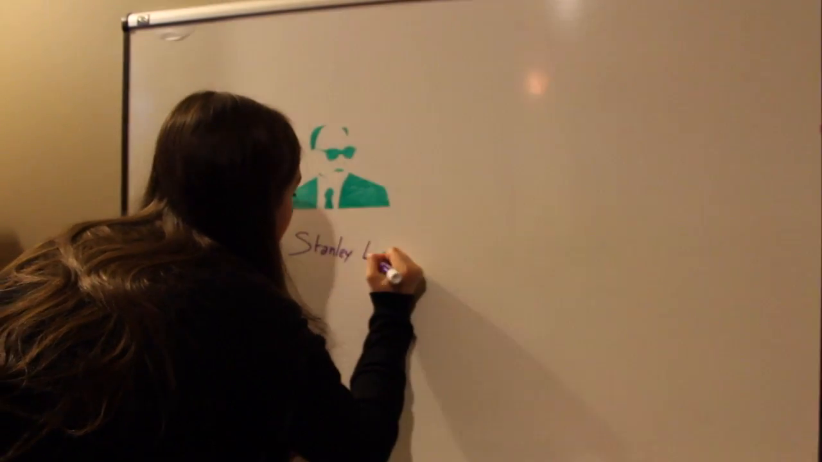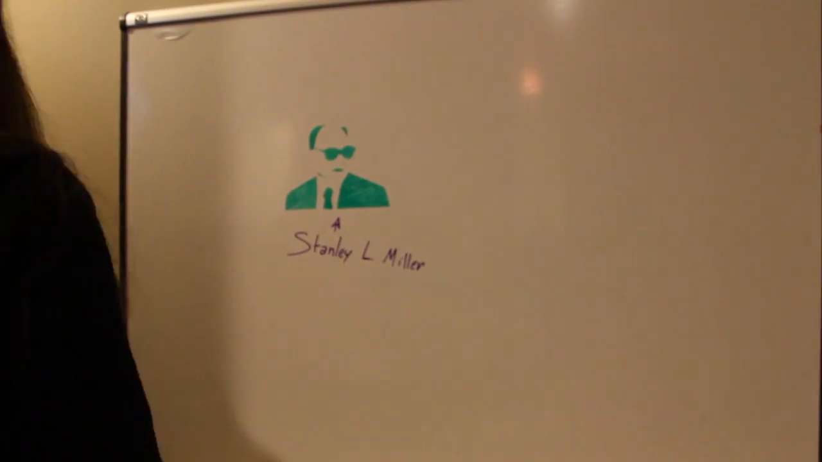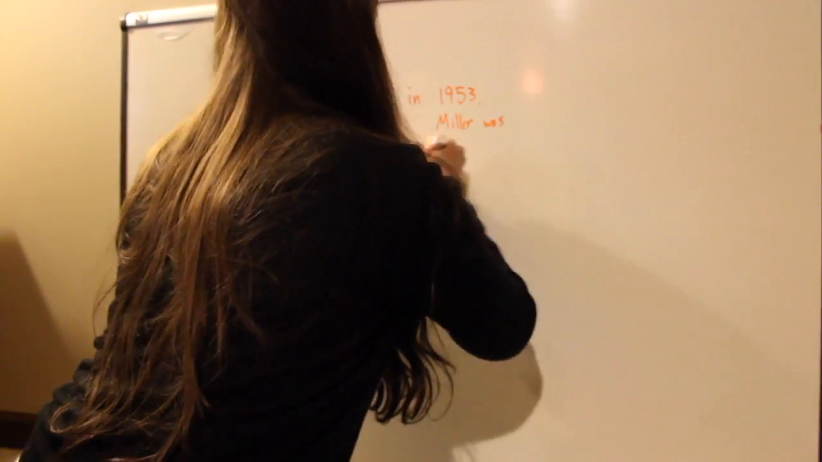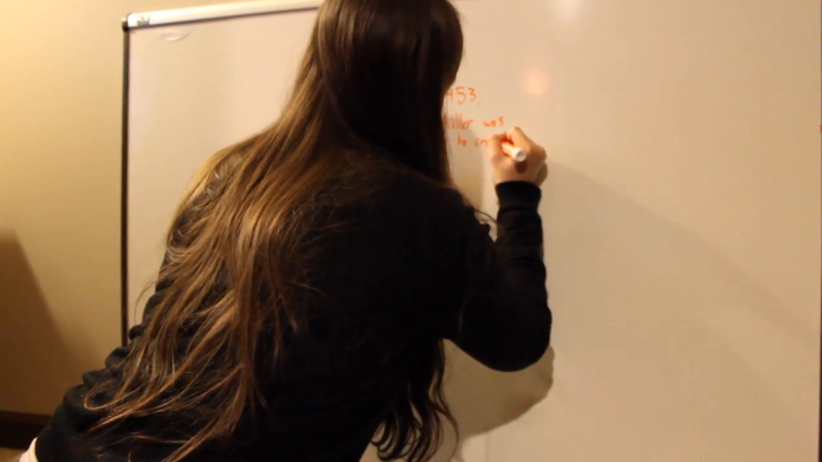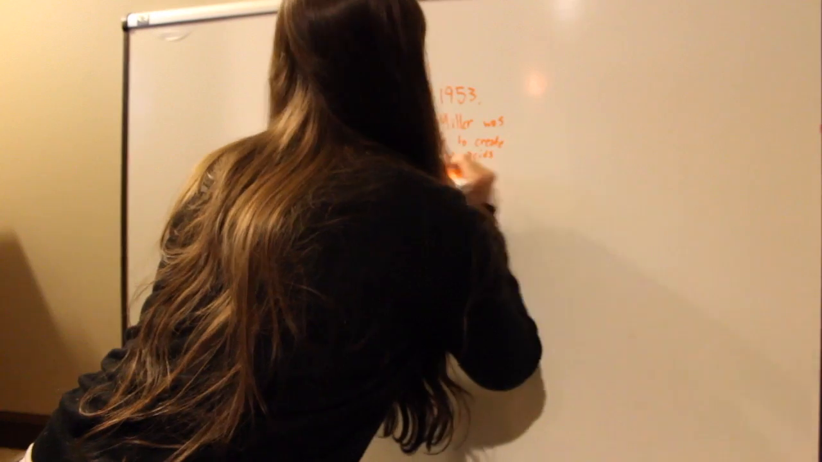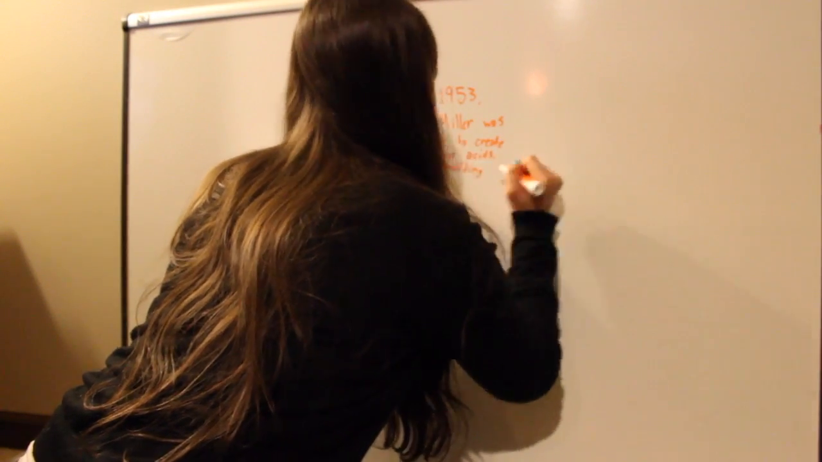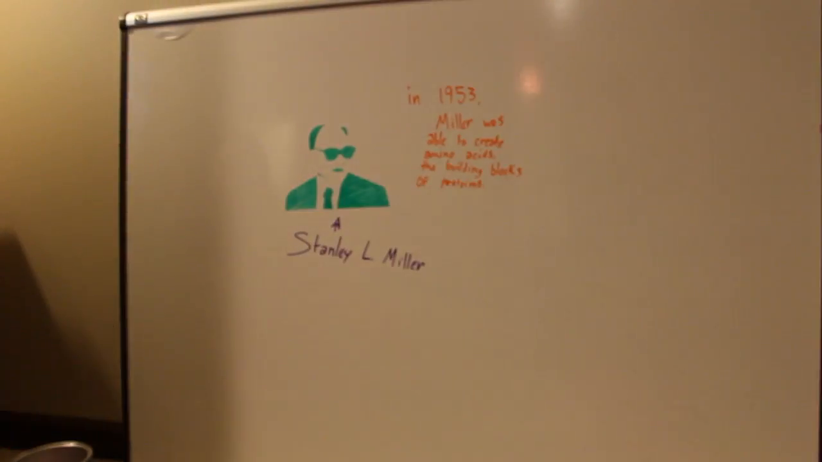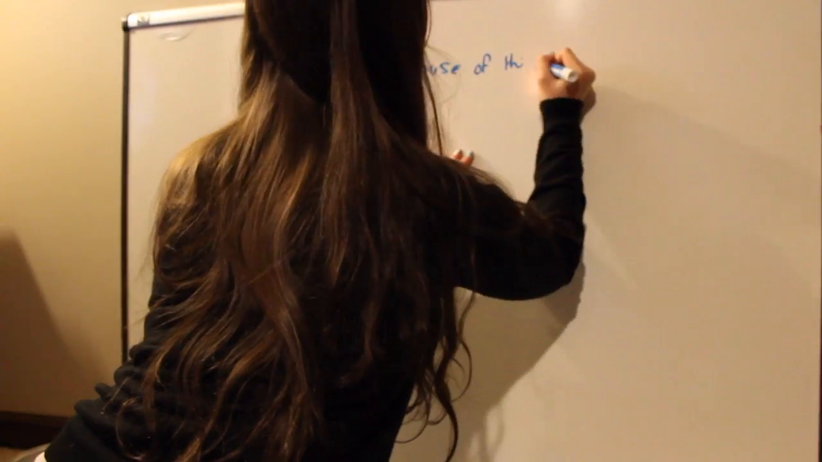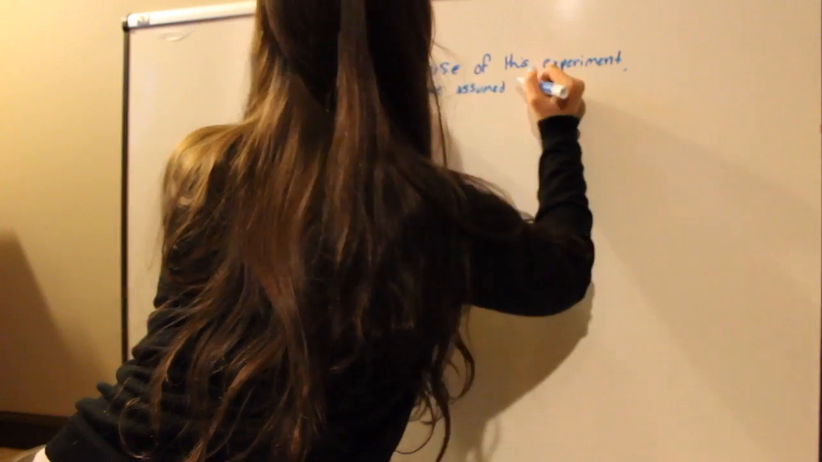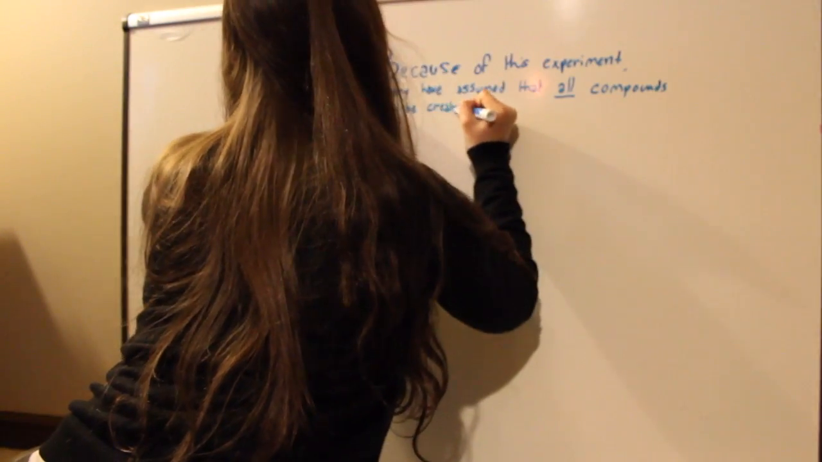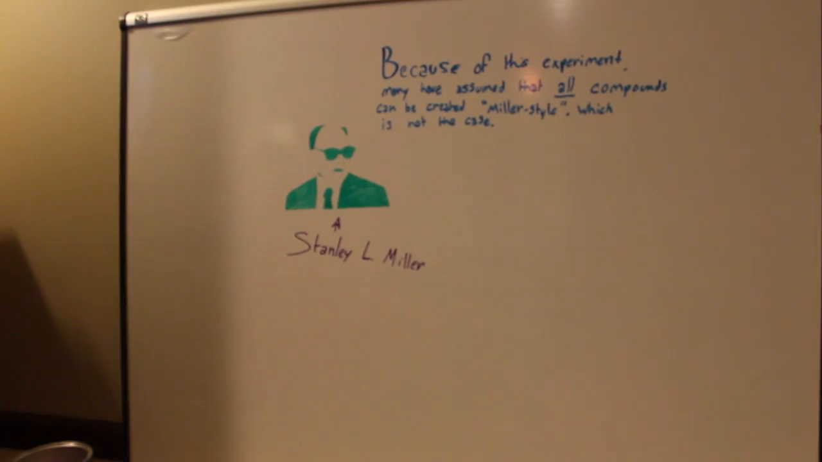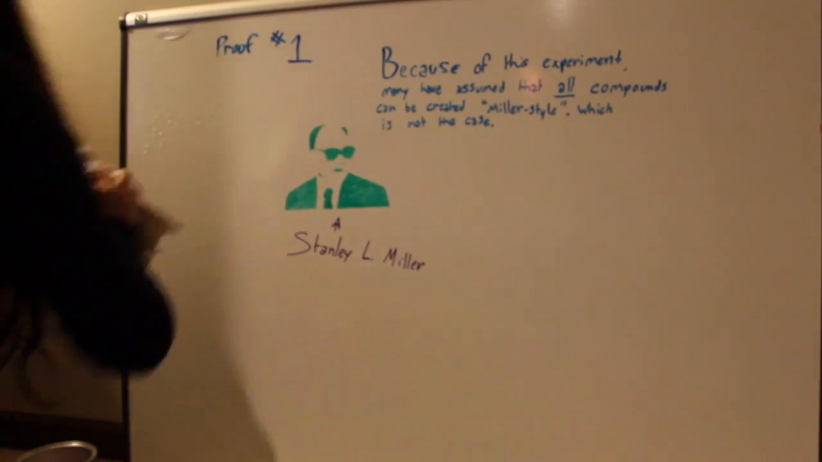So here we have Stanley L. Miller, who was a very famous scientist. And it was in 1953 that Miller was able to create amino acids, which are a lot of what make up proteins. And proteins are part of cells. And it was because of what he did that many people started to believe that all parts of the cell could be created using non-living materials such as chemicals, as Miller had done.